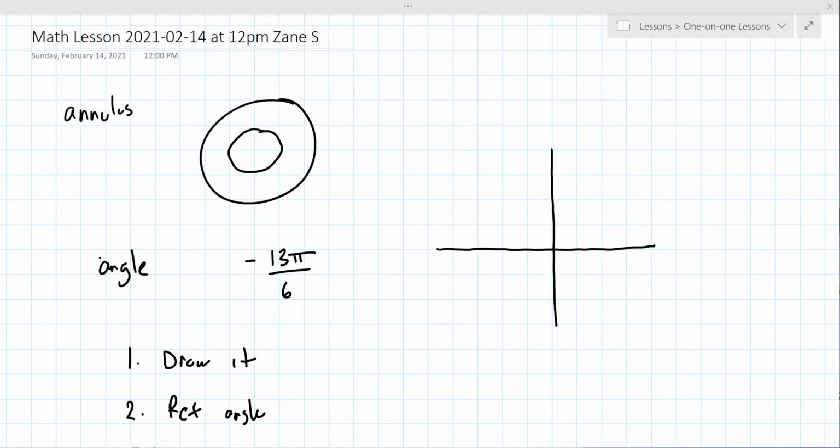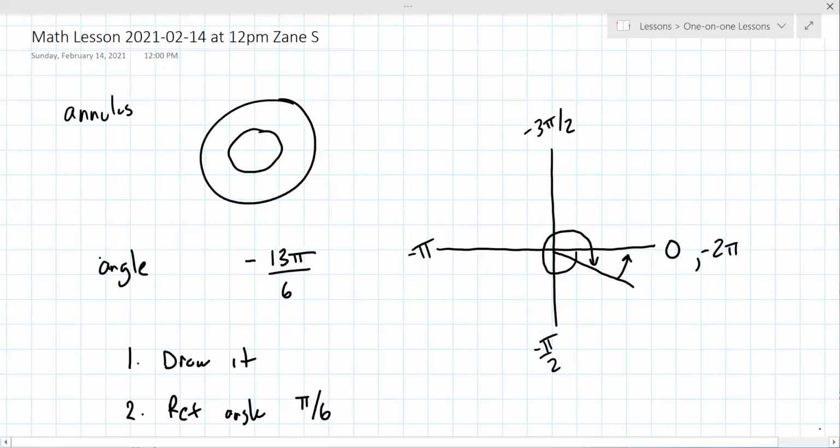Okay, so the first thing is that when you're going negative, pi is over here, or negative pi is over here. This is negative pi over 2. This is negative 3 pi over 2. This is our review, and this is negative 2 pi. So I'm going to draw the correct answer, and then if you didn't get this, we can talk about it. So it's in the 4th quadrant here. Yep, I got that. And then the reference angle is pi over 6. Yep. Great.